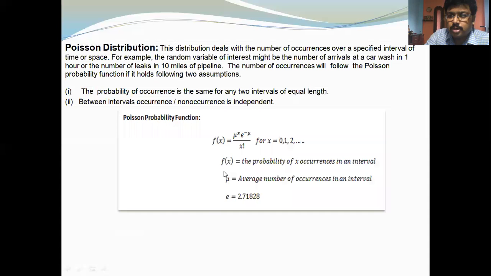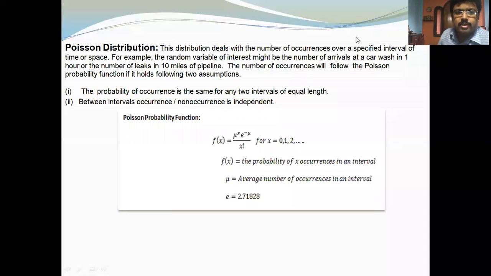Now the Poisson probability distribution. What is the Poisson probability distribution? The distribution deals with the number of occurrences over a specified interval of time or space. For example, the random variable of interest might be the number of arrivals at a car wash in 1 hour, or the number of leaks in 10 miles of pipeline. The number of occurrences will follow the Poisson probability function if it holds the following two assumptions.